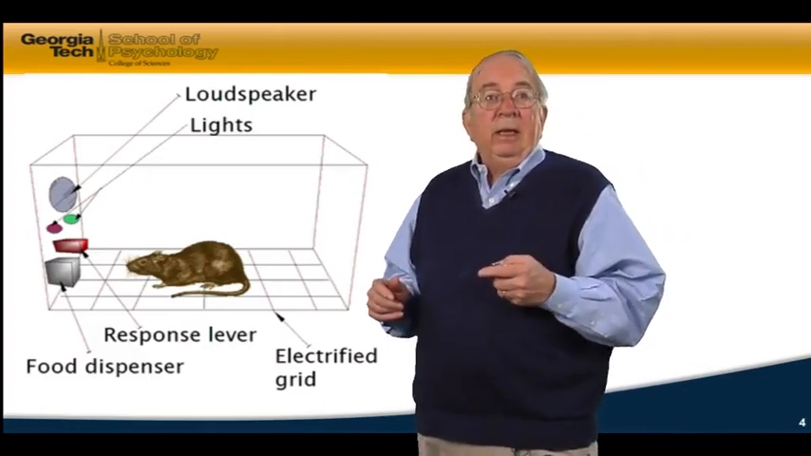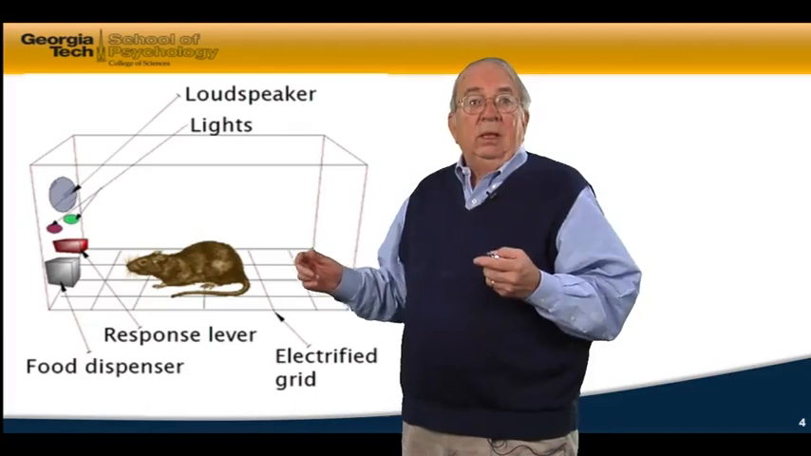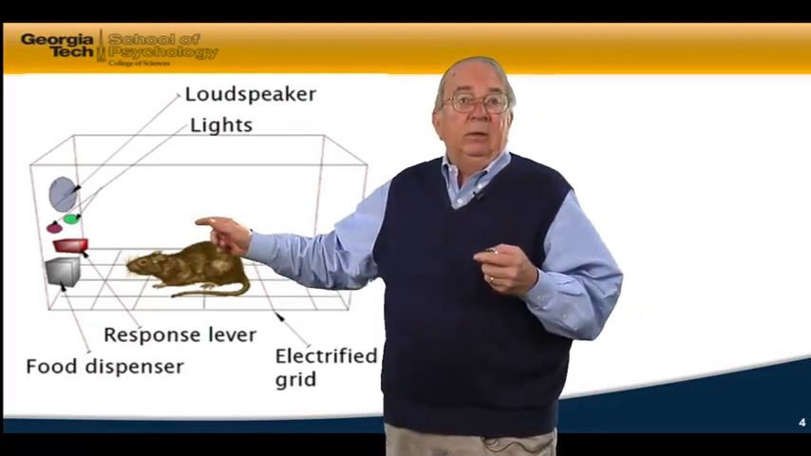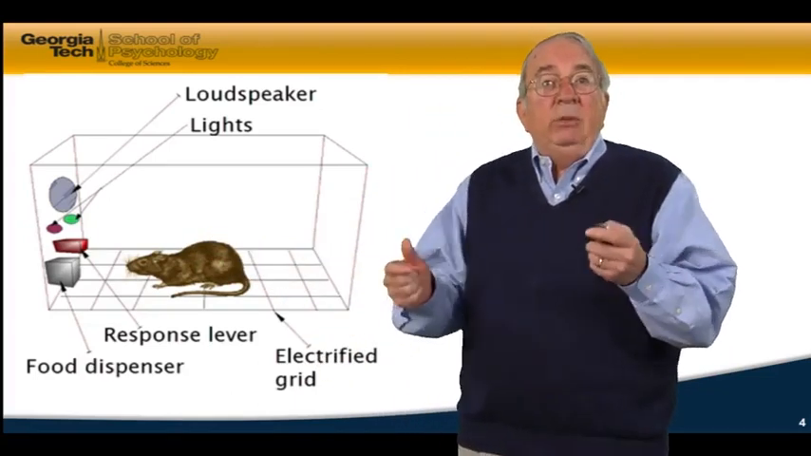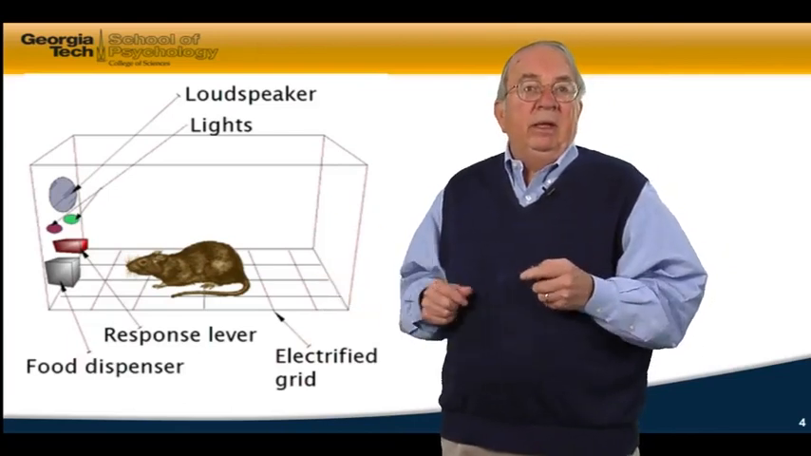We might want to have discrimination. So we'll only provide food when it presses the lever when the green light is on. If the red light is on, the lever will not lead to food. So eventually we'll have stimulus control, and when the green light comes on, the animal will press the lever and get the food.